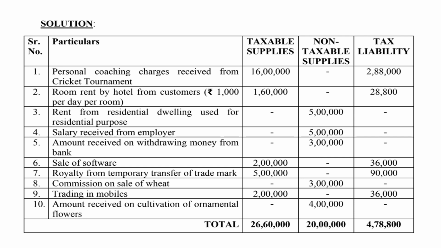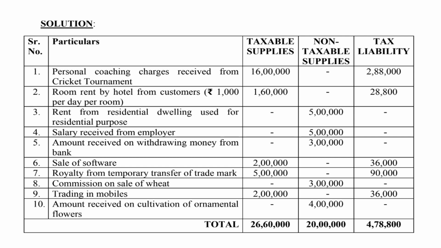Then you have royalty from temporary transfer of trademark. Royalty from temporary transfer of trademark is a taxable supply. You will put 5 lakhs in your taxable supply. Then you have to take 18% of it. So 18% of 5 lakhs will be 90,000.